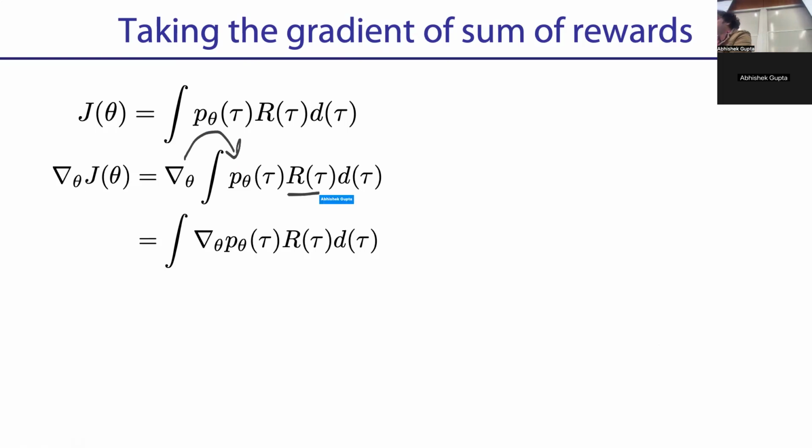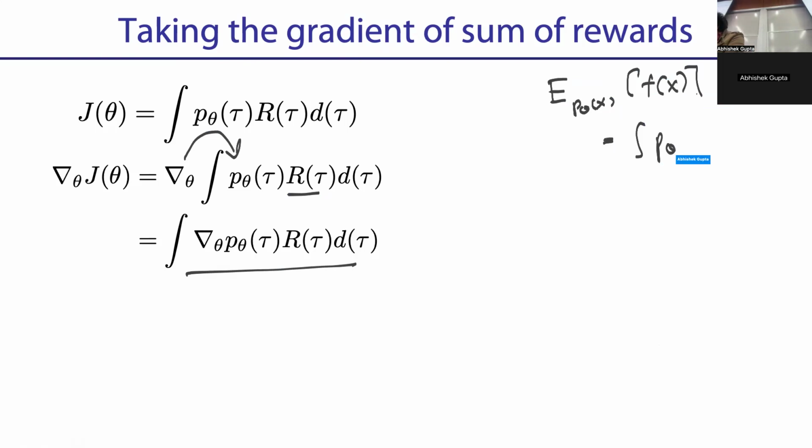And R doesn't depend on theta, only P theta tau depends on theta. So we moved it into here, but this thing is not an expectation, right? If you remember, an expectation looks something like this, and you can always write it as the integral of P theta x, f of x, dx, where P theta is a probability distribution. The problem with this expression is it's not a probability distribution. It is the gradient of a probability distribution, or a gradient of the probability density function.